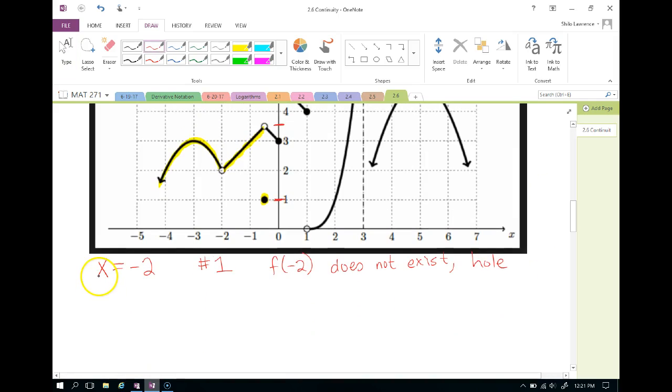So at x equals -1/2, we are not meeting criteria number 3. Our limit does not equal our function value. The limit as x approaches -1/2 does not equal f of -1/2. They're 2 different things. And that is a jump.